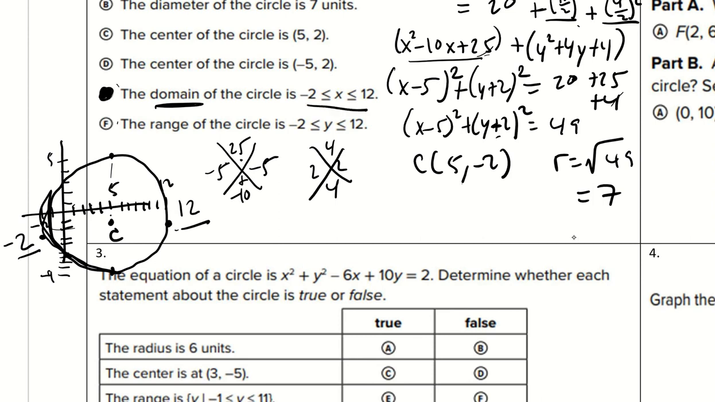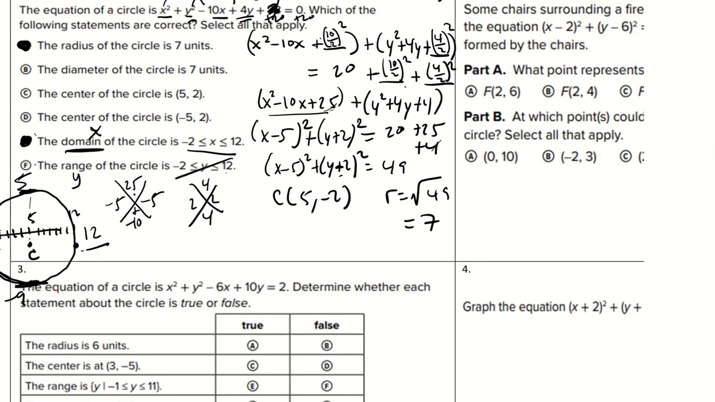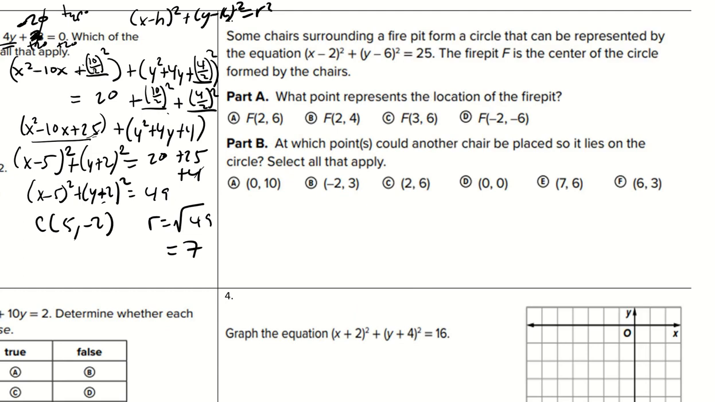The range are the y values. So this is y, this is x. So the largest y value is 5, and then the smallest y value is -9. So that is not true, right? So the answers are A and E. All right, so that's range and domain. Okay, so those are more algebra concepts.